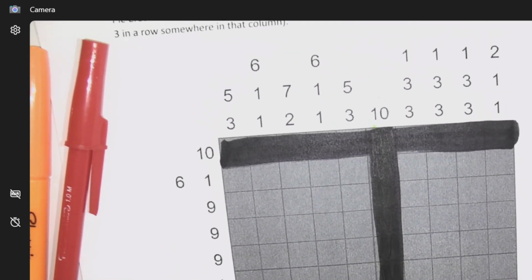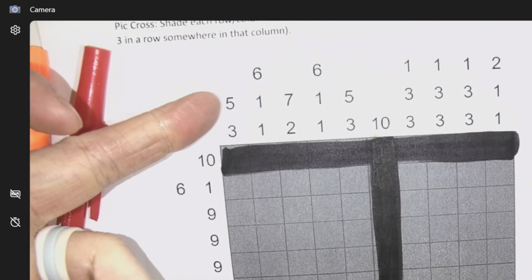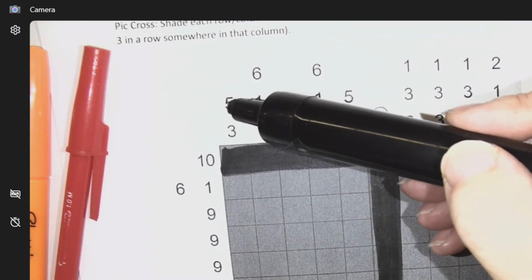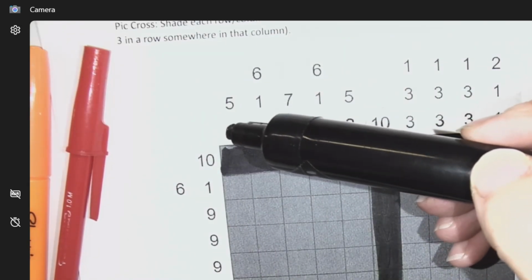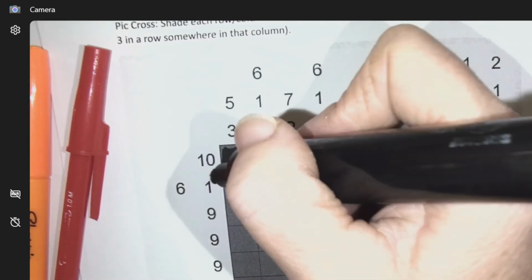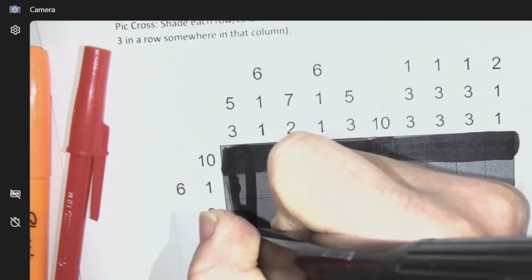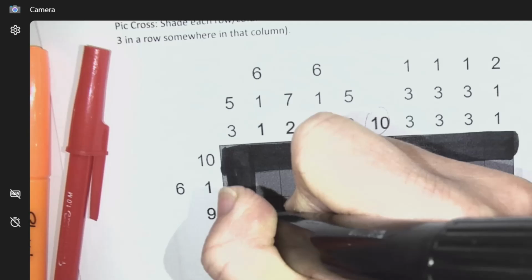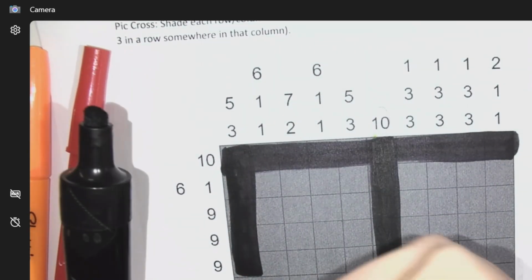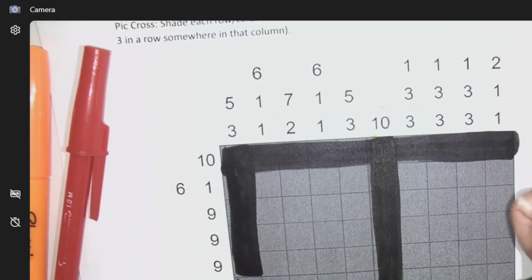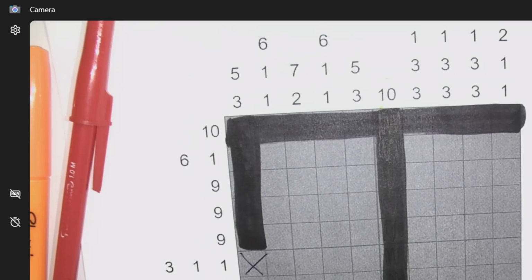okay, now I'm going to start with these tops here. Okay, so this says you have to have a group of 5 and a group of 3. So 1, 2, 3, 4, 5. I'm just going to do 5, and then I'm going to put an X. I'm going to put 5 and then an X. There's 4 blocks left, but I don't know which 3.